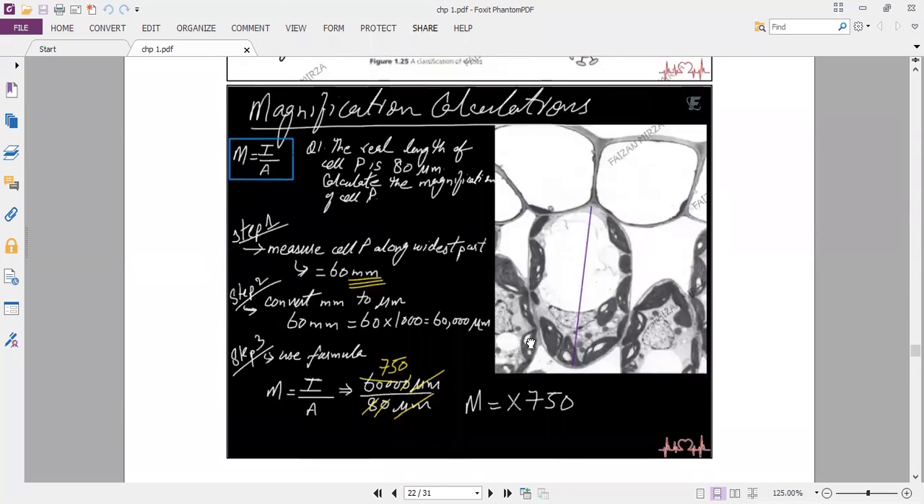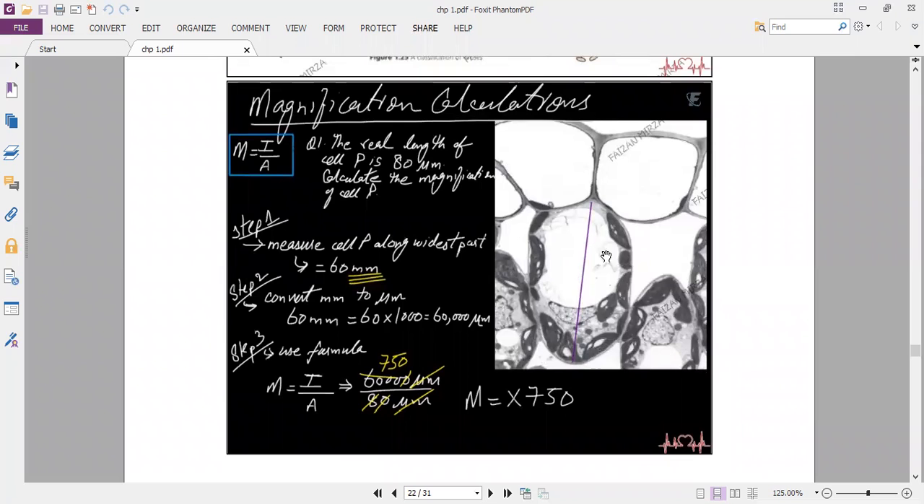Lastly, our magnification calculation. You may be asked to calculate the magnification of a particular cell where the actual or real length is given as 80 micrometer. Keep the formula M equals I upon A in mind. Magnification is equal to image upon actual. What you have to do, measure the cell P at its widest region. For example, this measurement comes out to be 60 millimeter. You can convert this 60 millimeter into micrometer by multiplying it with 1000, becomes 60,000 micrometer. You apply the formula, image upon actual. From the image you got the value of 60,000 micrometer, and the actual value is 80 micrometer, already given to you. You just calculate it and you get the answer of 750 times magnified.